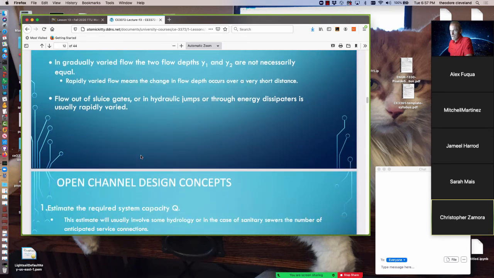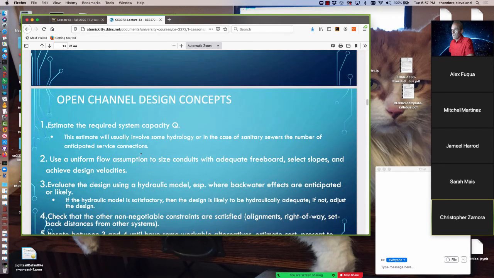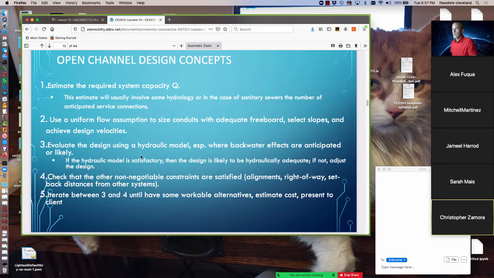But we usually don't want hydraulic jumps occurring within our storm sewer system. So the design concepts for open channels are, at a high level, pretty straightforward. We would estimate the required system capacity for our study area, and that estimate will usually involve some kind of hydrology. So we're going to make some kind of estimation of what the rainfall runoff behavior is, and then we are going to attempt to accommodate that flow rate with our drainage system to protect infrastructure and prevent nuisance flooding.